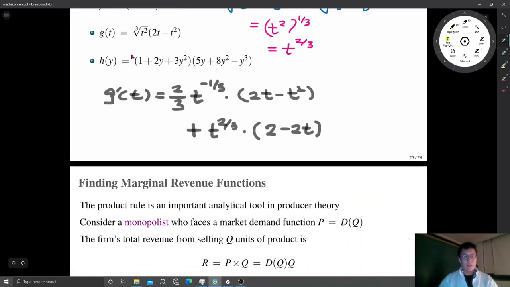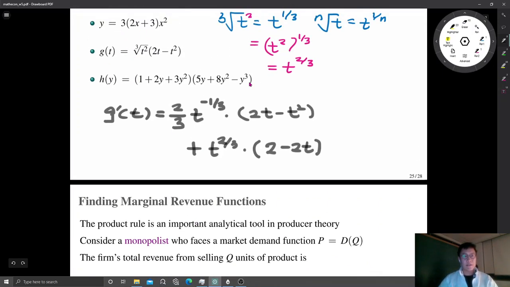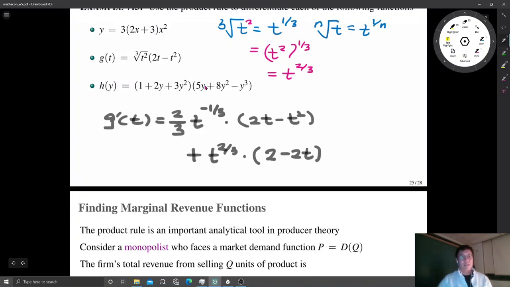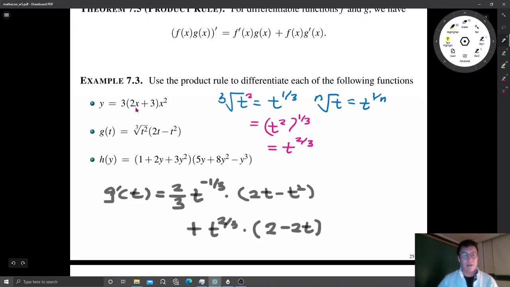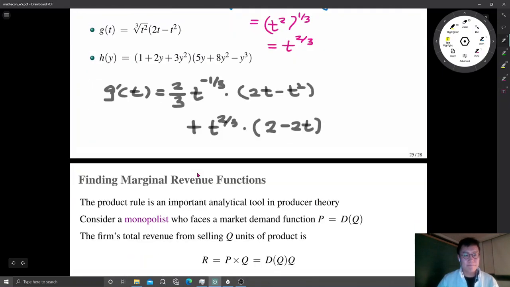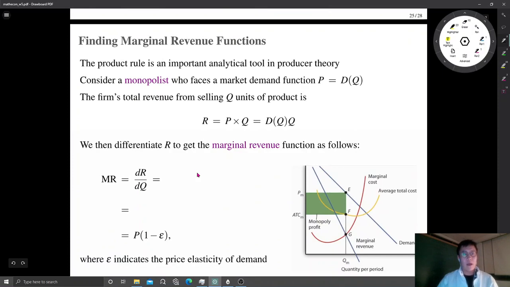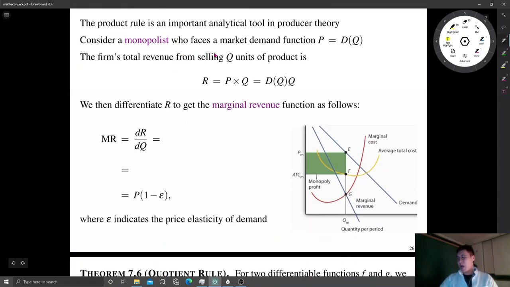So I leave the two remaining examples for exercise. I believe you guys can find the derivative using this product rule by yourself, right? And using this product rule, we can make one important observation in producer theory.